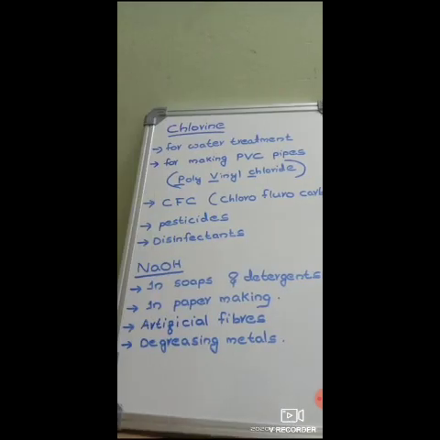Next one is chlorine. Chlorine is used for water treatment. Chlorination is done in order to kill germs. It is also used in making PVC pipe, polyvinyl chloride, which is the full form of PVC. It is the pipe commonly used in our houses for water circulation. It is also used to form CFC, chlorofluorocarbon, which is used in refrigerators, AC, etc. It is used in the preparation of pesticides, disinfectants, etc.